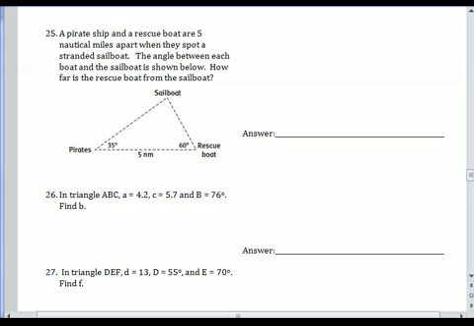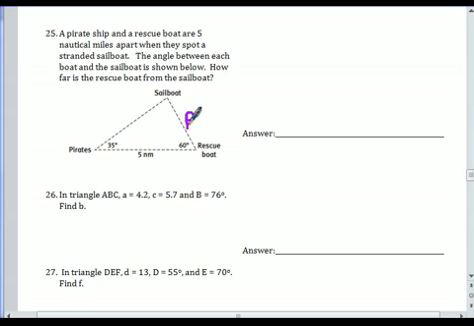Number 25, a pirate ship and a rescue boat are 5 nautical miles apart when they spot a stranded sailboat. The angle between each boat and the sailboat is shown below. How far is the rescue boat from the sailboat? And we're given a picture here with that information. So we're looking for how far the rescue boat is from the sailboat, which is this side here.